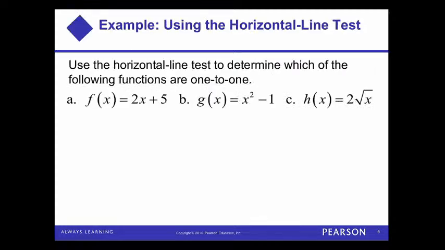So we're going to use the horizontal line test to determine which of the following functions are one-to-one. At this point, we should be comfortable with graphing these. Since this is a remote asynchronous class, you can use graphing utilities like a graphing calculator. There are a couple of free graphing tools. One of them is Algebra.com, and I know students also like to use something called Desmos.com.